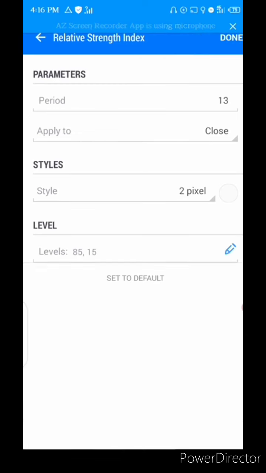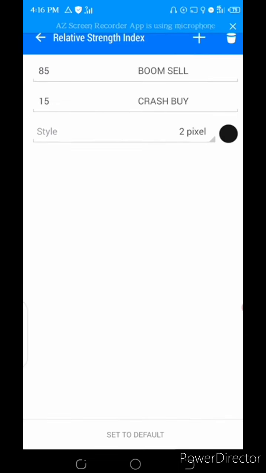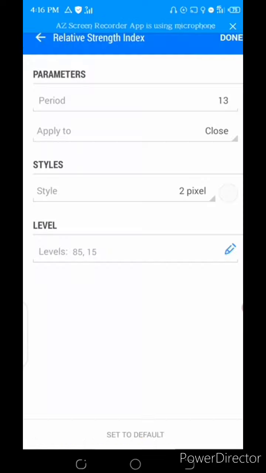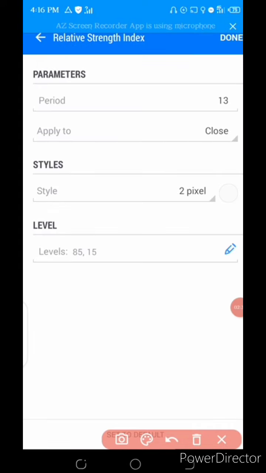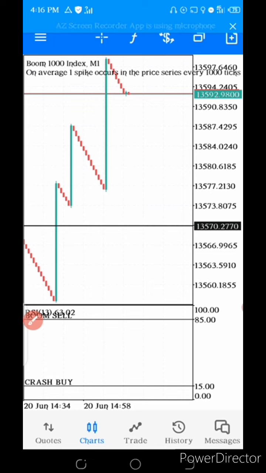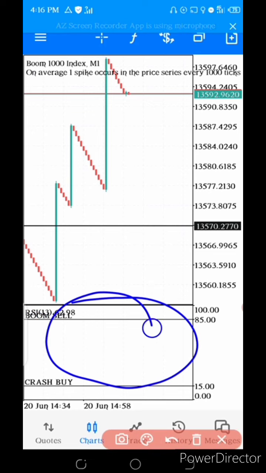So you can see my pixels, and make sure this pixel is set to white, this style. Make sure it is set to white. That is for this one here. Make sure it is set to white. Then you click on done, and you're going to have these levels here.